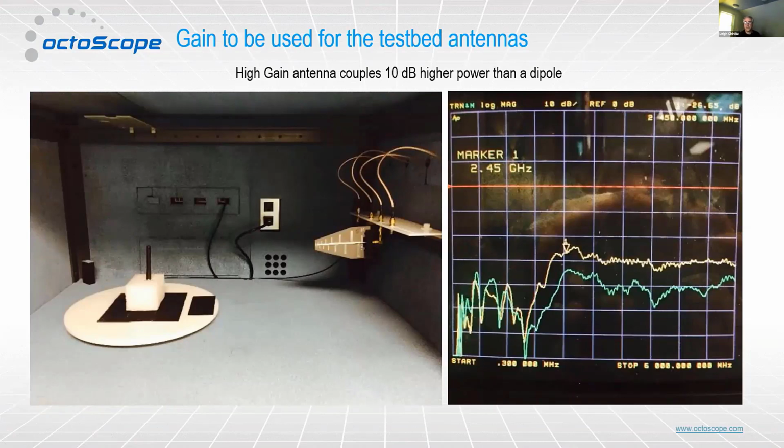So how much gain should we assign for these? Well, we have those measurements as well. What we're showing in this figure here is a measurement between dipole antennas at the bottom, and then we use the high gain antenna here shown on the top, and we can see that those antennas give us about 10 dB more power than a dipole antenna would. So relative to a dipole, we've got about 10 dB gain there.